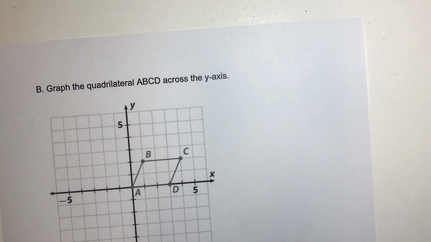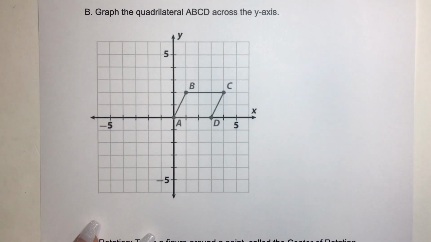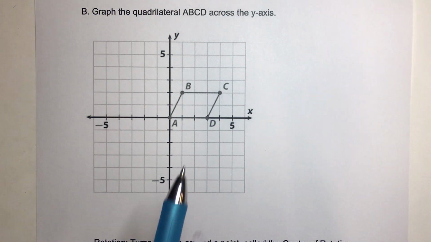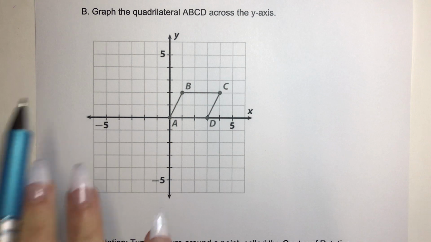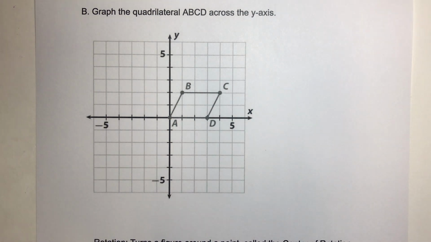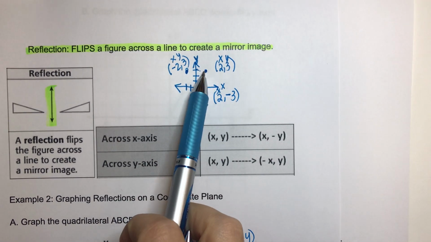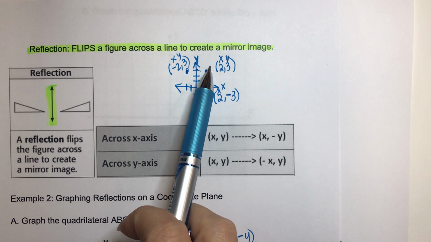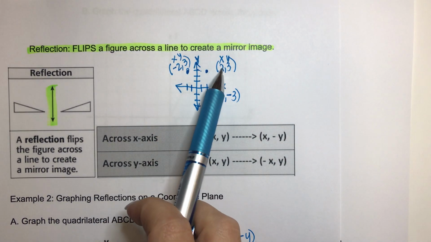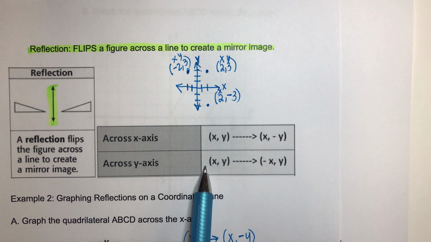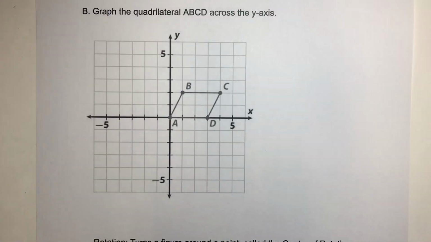Okay, so this one says, graph the quadrilateral ABCD across the y-axis, right? This is the y-axis, so we're going to reflect it over there. So let's go ahead and look at that rule again. So the y-axis, remember we had this point, we reflected across the y-axis, the x part changes and the y stays the same. So here's our rule. (x, y) goes to (-x, y).